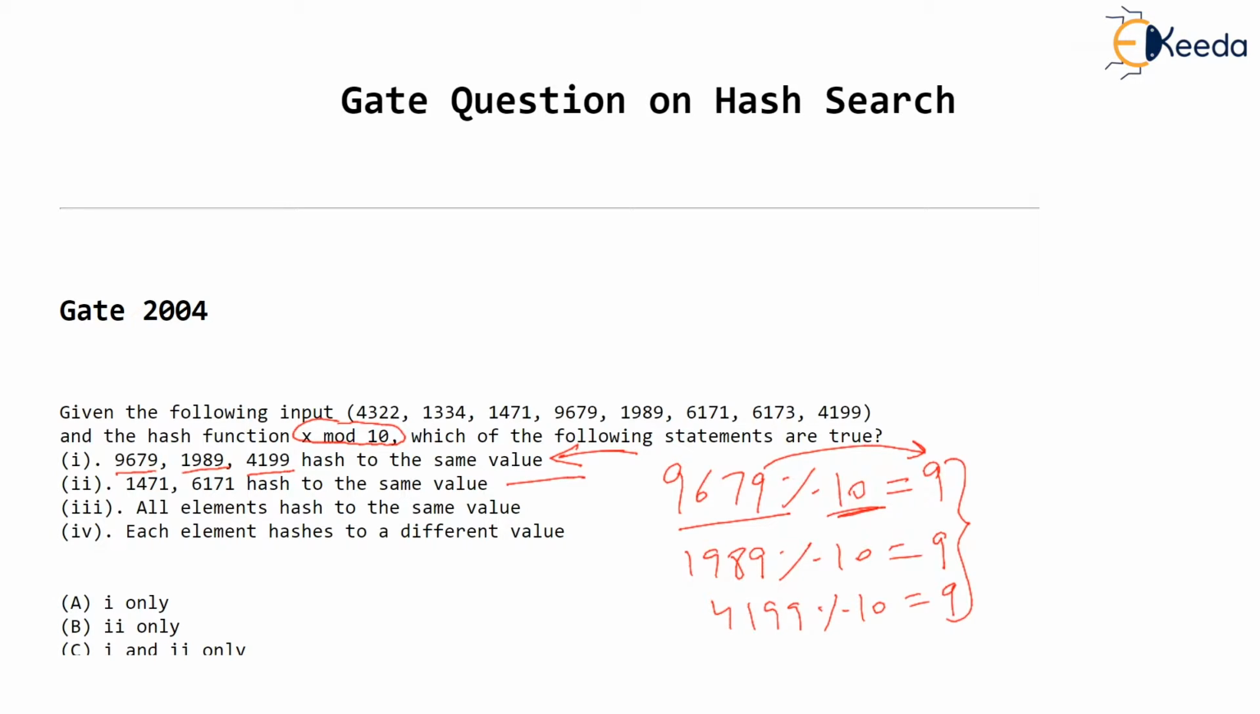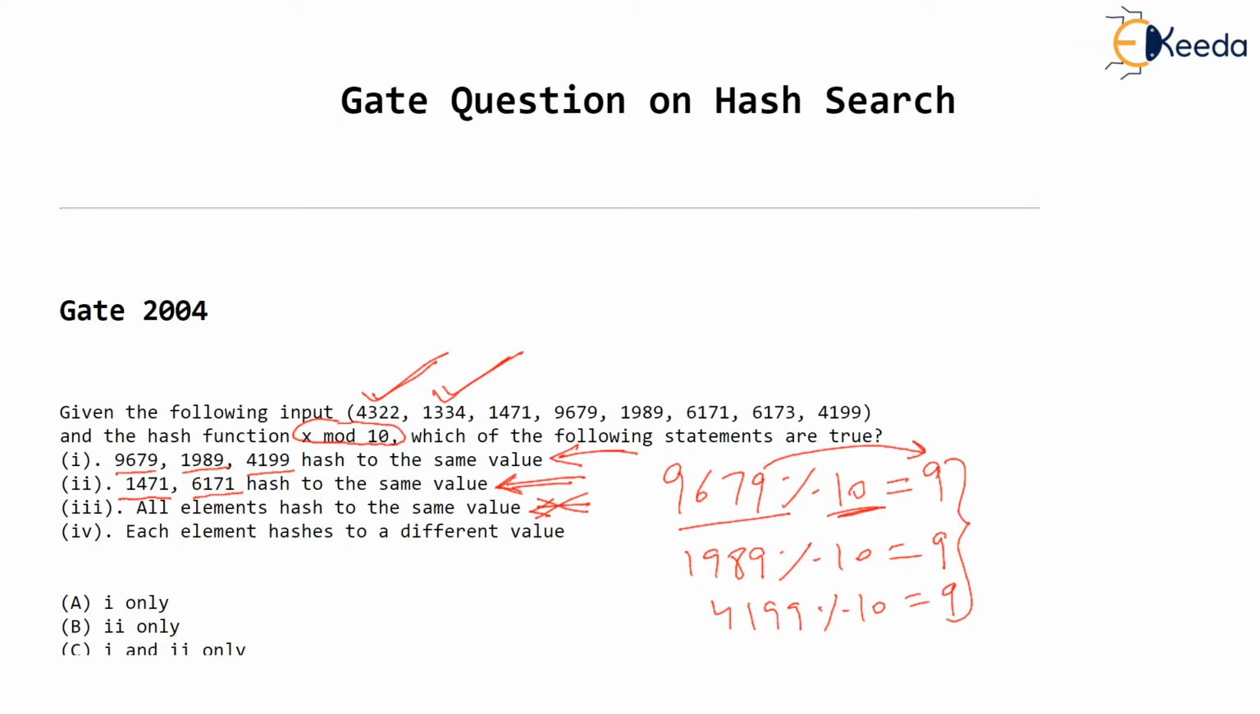Same argument you can do for the next set of keys also. 1471 and 6171 end with 1. So they will hash to the same address, that is 1. The third argument they are making is all elements hash to the same value. This is wrong, because 4322 will get mapped to second address and 1334 will get mapped to fourth address. So addresses for some of the keys will be different.